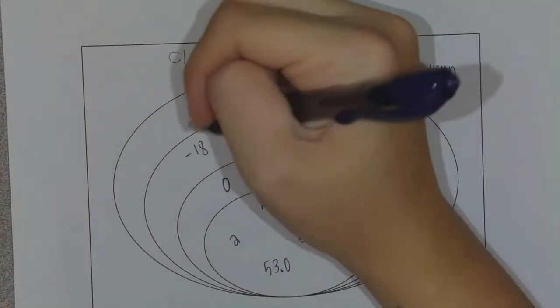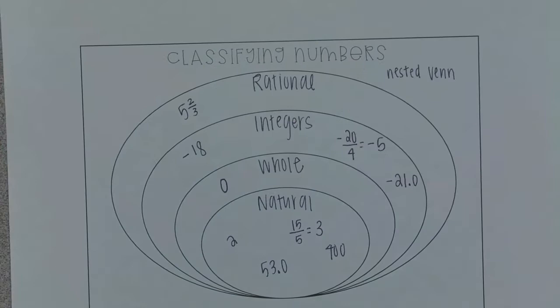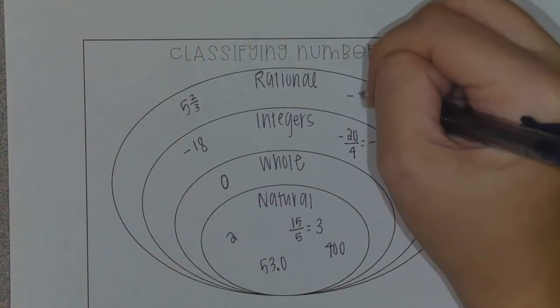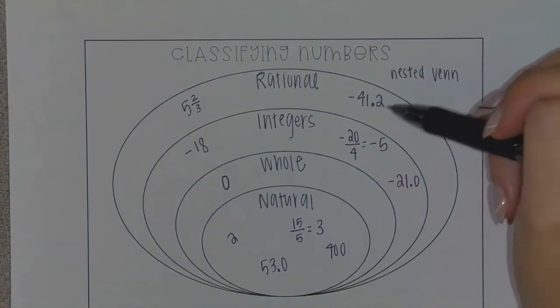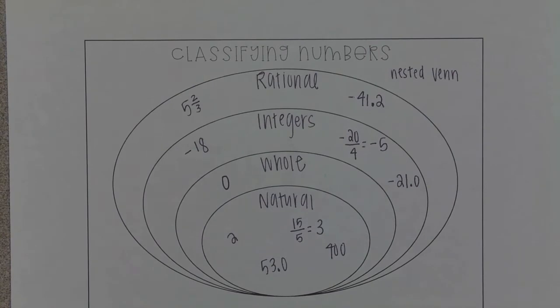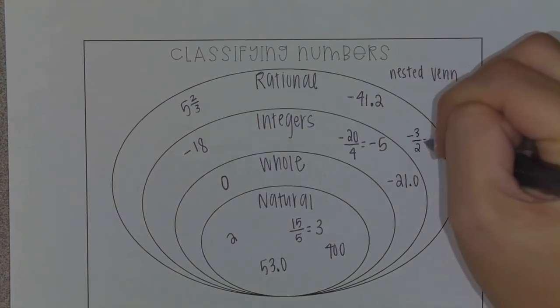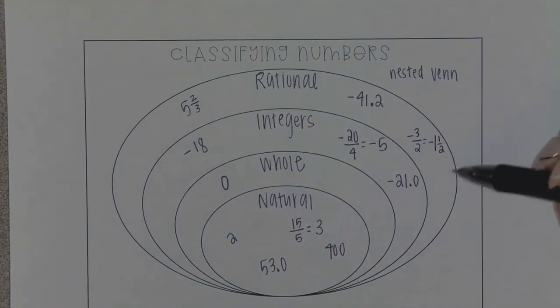So that could be numbers like 5 and 2/3, right? That 2/3 is the fractional part. It could be a number like negative 41 and 2/10. So again, that 2/10 is the fractional part. It could be something like negative 3/2, which simplifies to be negative 1 and 1/2. Again, I've got 1/2 as that fractional part.